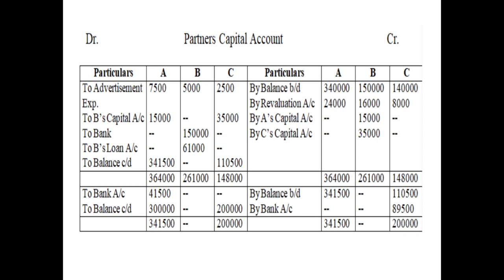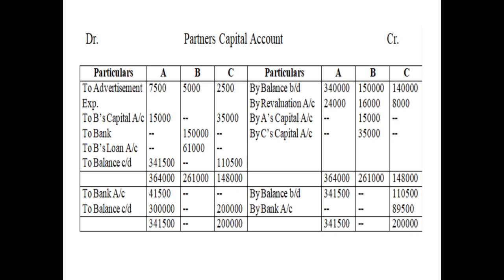Then on the debit side we have shown all those items because of which their capital balances reduced or decreased. So we have shown the accumulated loss, that is to advertisement expense, 7,500 to A, 5,000 to B and 2,500 to C in the old ratio. Then the capital of A and C has decreased because they have given the retiring partner his share of goodwill. So to B's capital account, 15,000 in A and 35,000 in C.